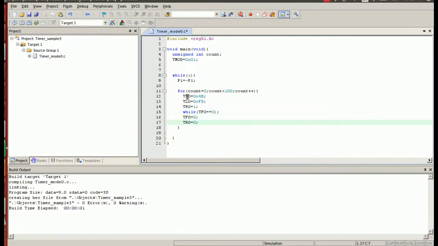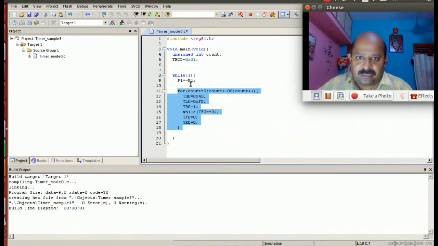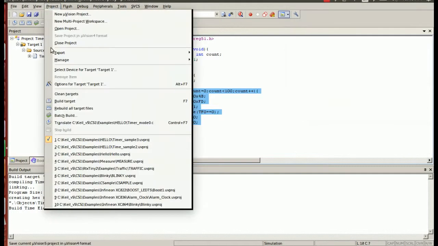This instruction provides a delay of 50 milliseconds. Now this is executed 100 times, so these highlighted instructions provide a delay of 100 times 50 milliseconds. Once the delay is provided, that is 100 times 50 milliseconds, which is 5 seconds, it exits, then it will toggle port 1, and this logic will be executed an infinite number of times. So let us compile this program.